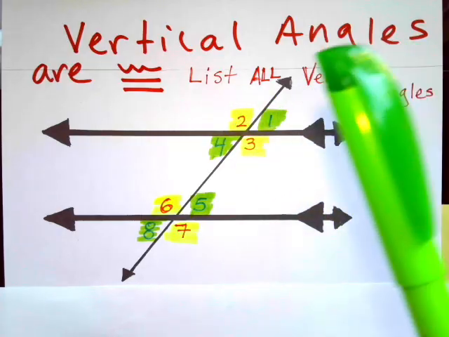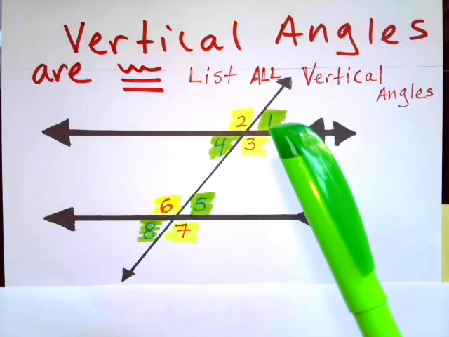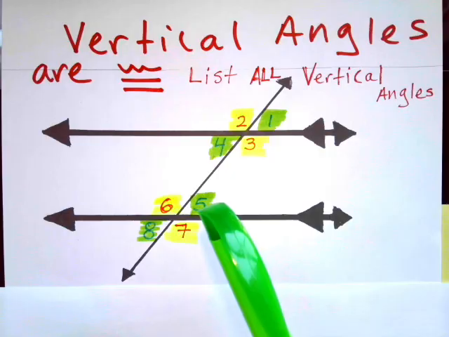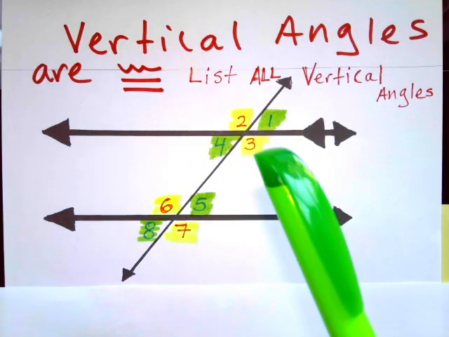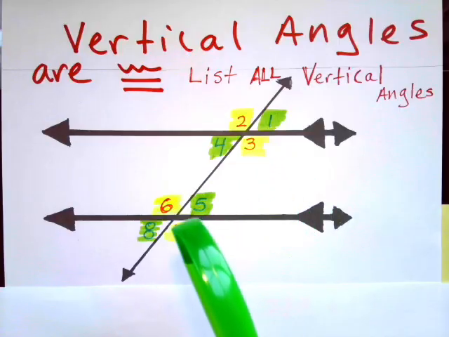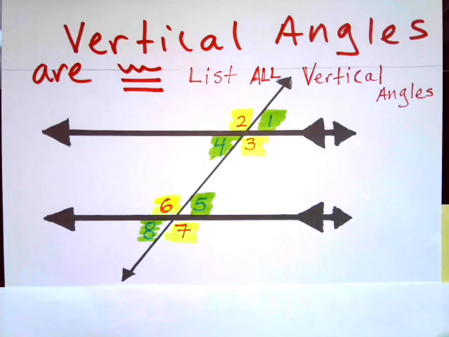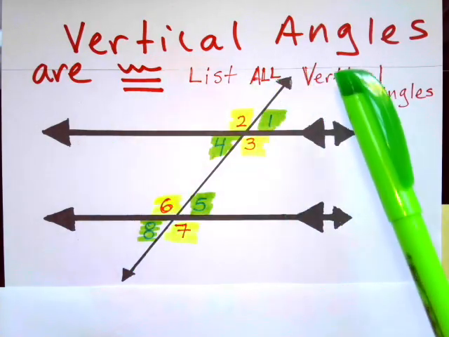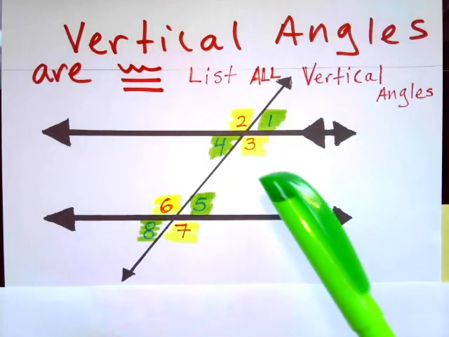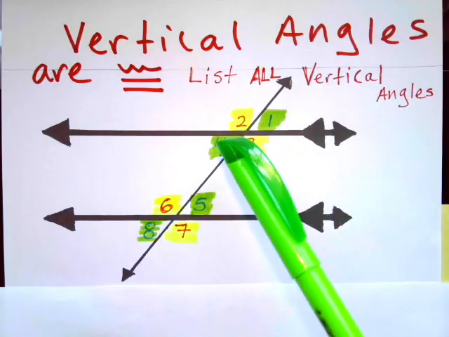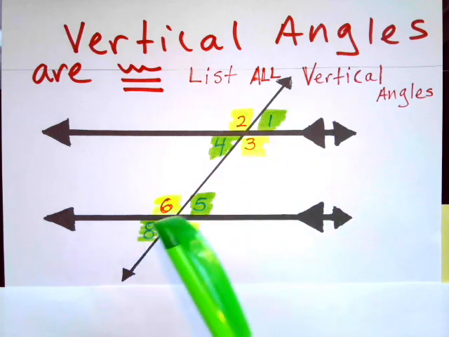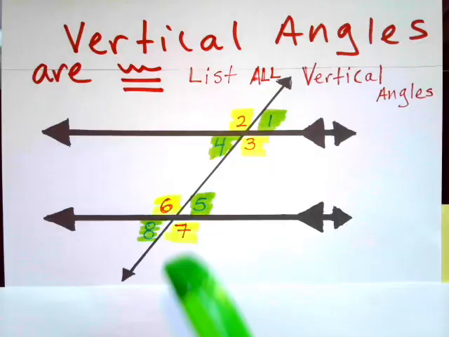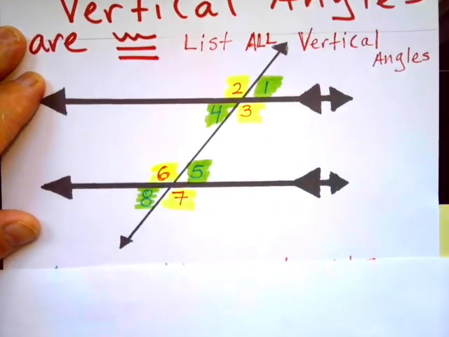We're going over specifically what vertical angles are. I'm going to list all the vertical angles in a moment. But you remember every angle here in green, if you've been following me, is congruent to each other. Every angle here highlighted in yellow is congruent to each other. But specifically, what are vertical angles? Angles 1 and 4 are vertical angles. Angles 2 and 3 are vertical angles. Angles 5 and 8 are vertical angles. Angles 6 and 7 are vertical angles.